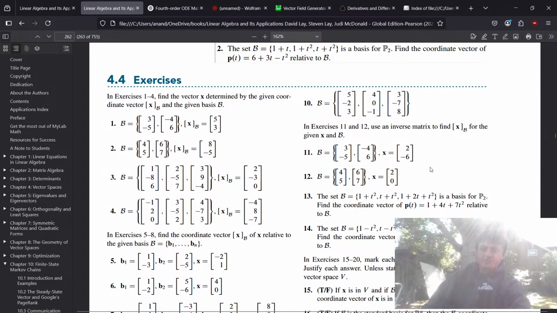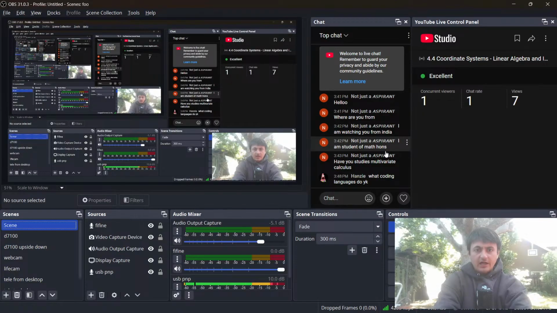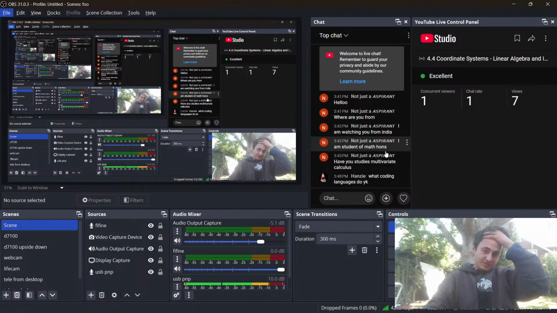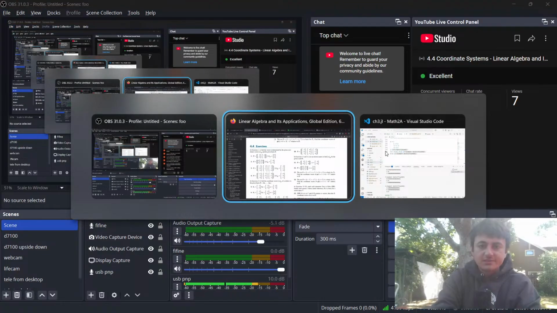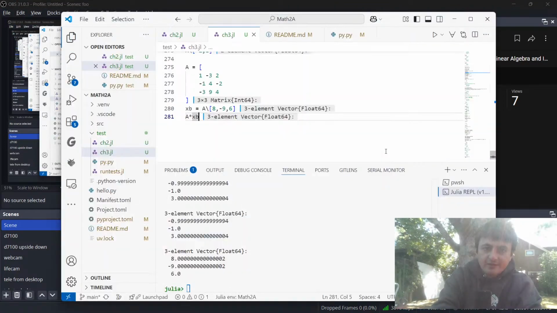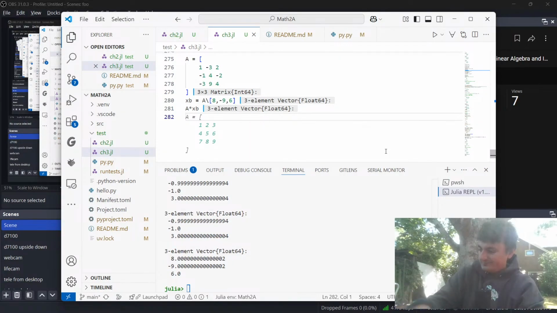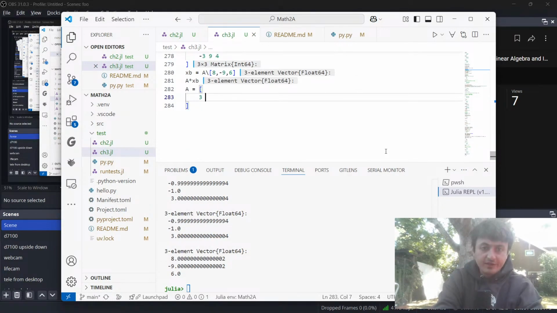All right, use an inverse matrix to find x relative to B. So for 11, we have 3, minus 4, minus 5, 6, and then x is equal to 2, minus 6. Then we're just going to, I know Rust, I know Python, I know Julia. Once you know one, you kind of know them all. They're all more or less pretty much the same. There's broad categories, but the whole idea is the same. Okay, A is equal to 3, minus 4, minus 5, 6.